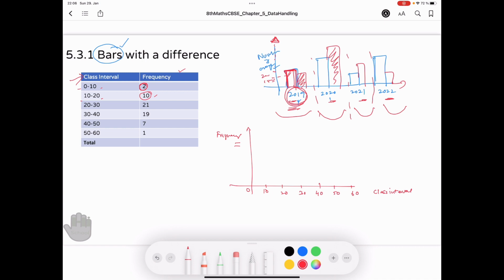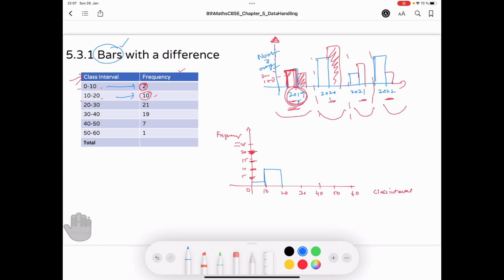So we can put it like this: 5, 10, 15, 20, 25, on an interval of 5. So that's the limit here. Let's now start plotting. 0 to 10, we have 2 students here. 10 marks to 20 marks, we have 10 students. 10 to 20, how many? 10. So this is going to come here like this.